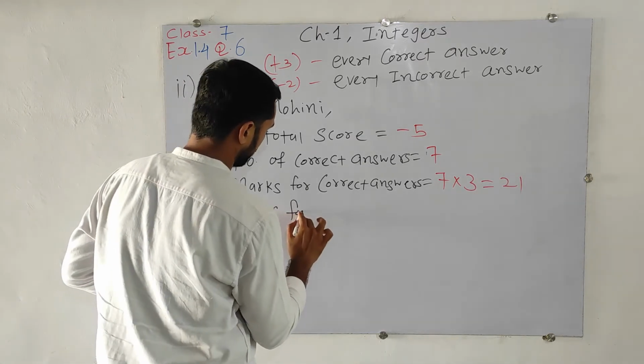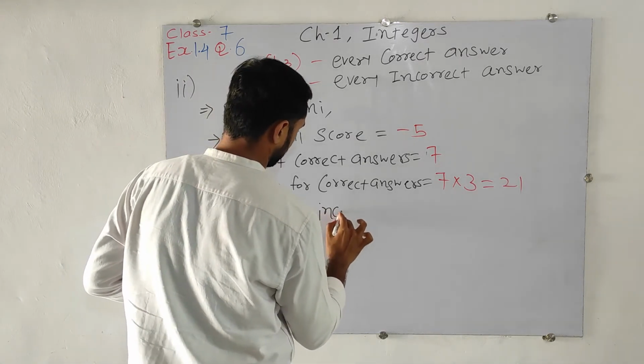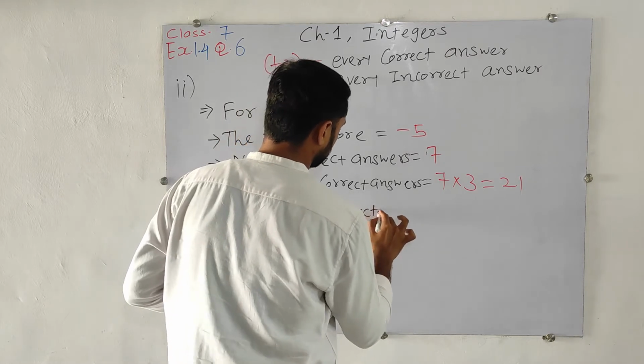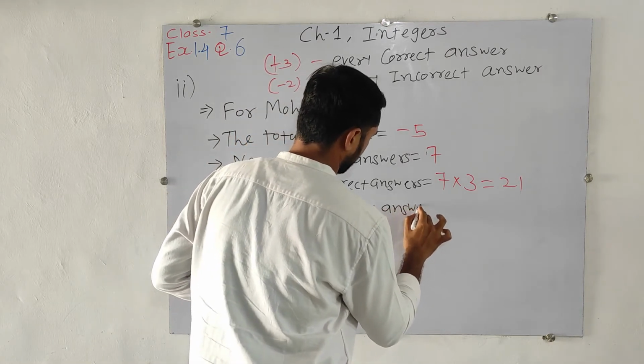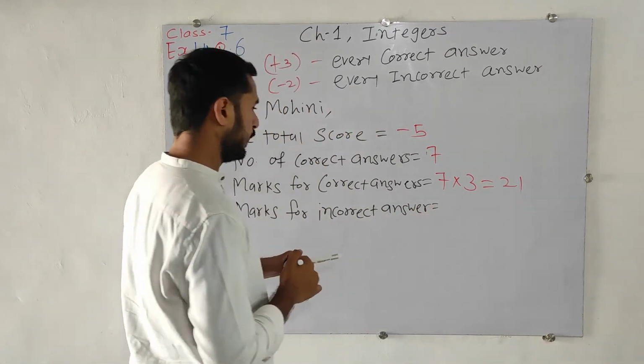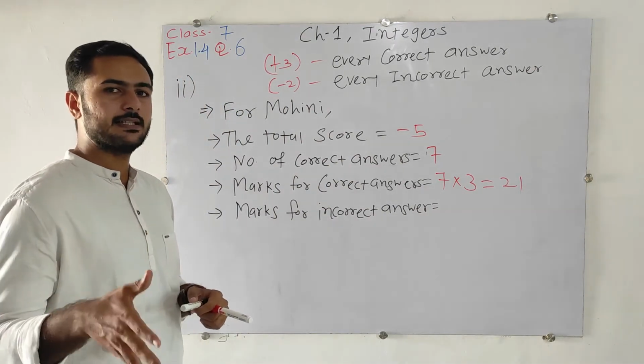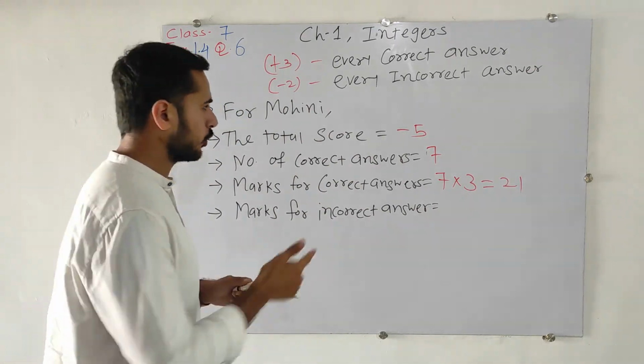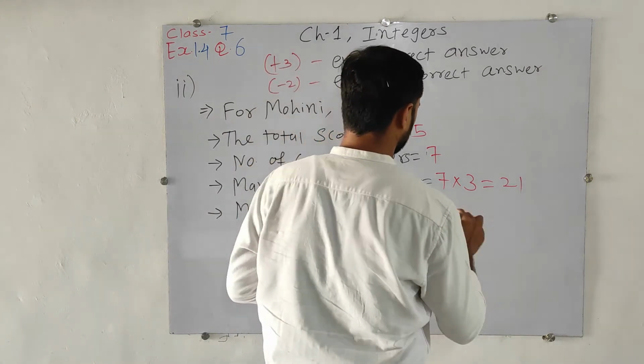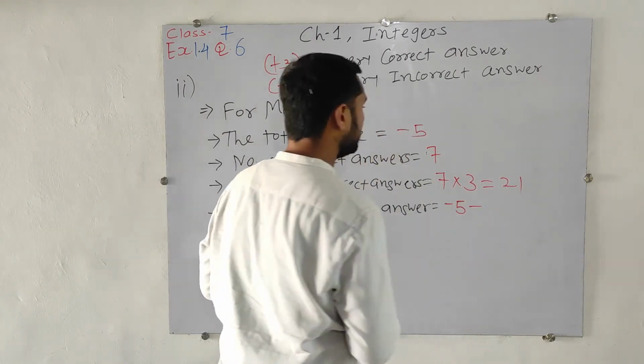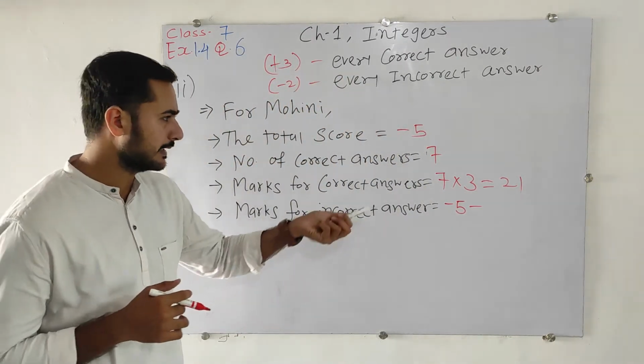Marks for the incorrect answer is equal to, how we can find it, total marks minus marks of the correct answer. So total marks is minus 5. Total marks is minus 5 minus marks of the correct answer, that is 21.